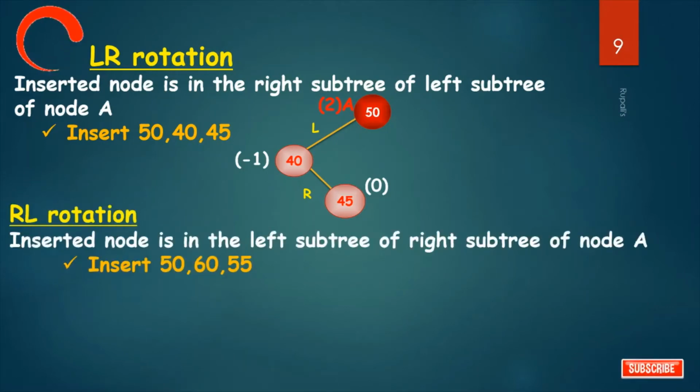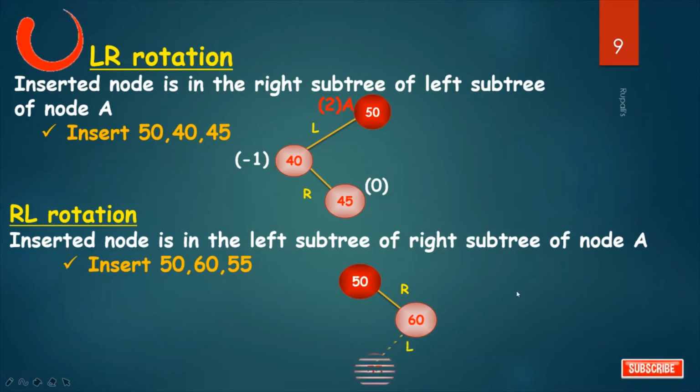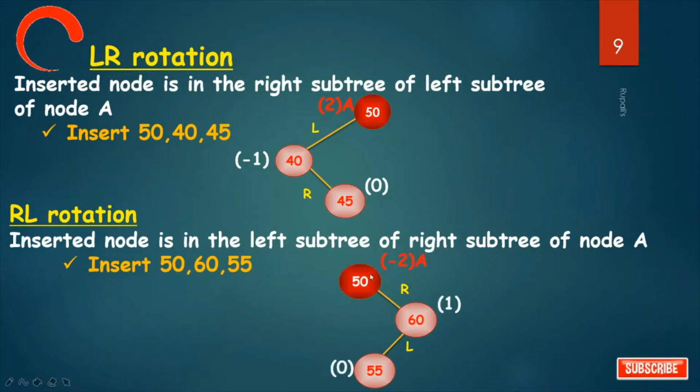I want to create a new tree by using these nodes. First 50, balance factor is 0. Then 60, it is greater than 50, so I have to add it to the right. And then 55, it is less than 60 but greater than 50, so I have to add it to the left. Now see the balance factor. It is 0, it is 1 and it is minus 2.